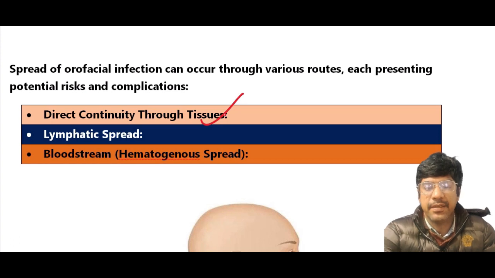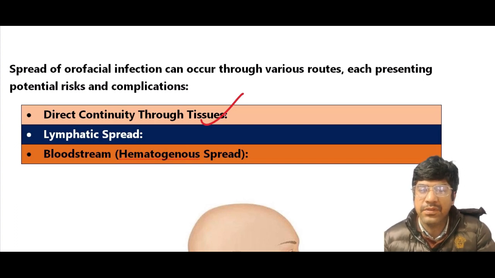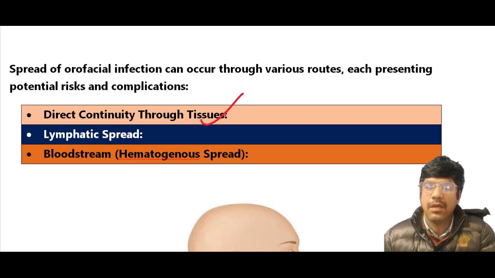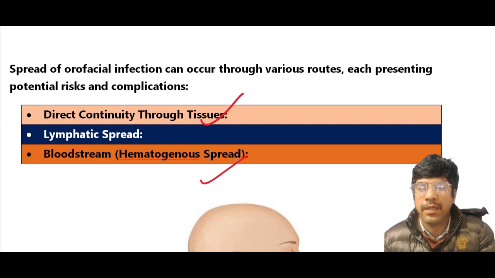The second is lymphatic spread. Infection in the oral and facial region can progress through the lymphatic system, reaching the regional lymph nodes, and there they can cause secondary abscess. The third is the hematogenous spread, that is through the blood route.